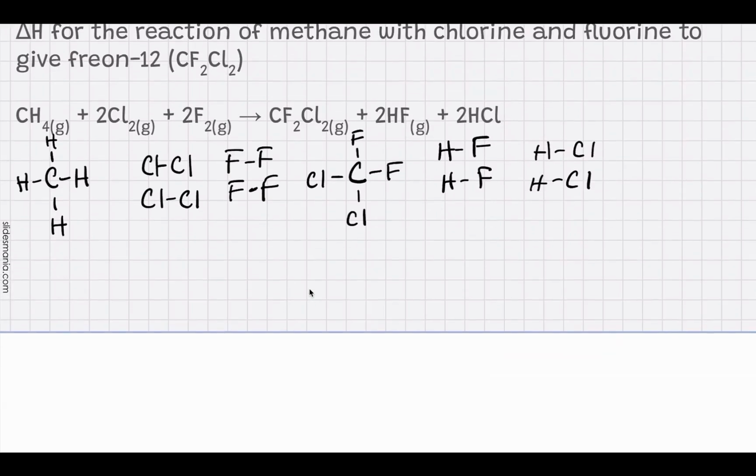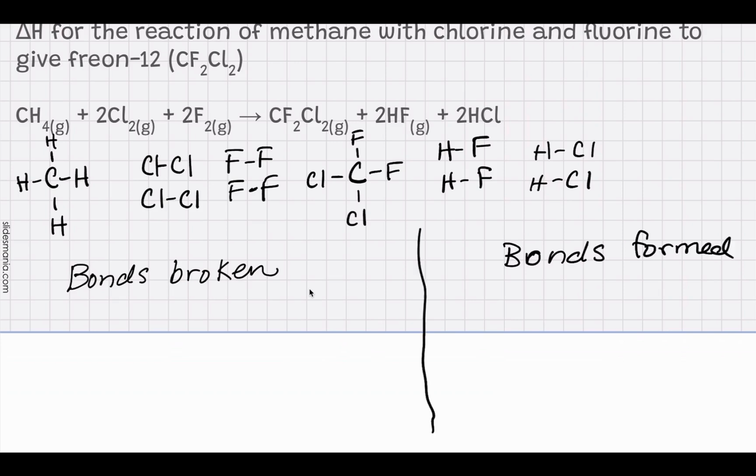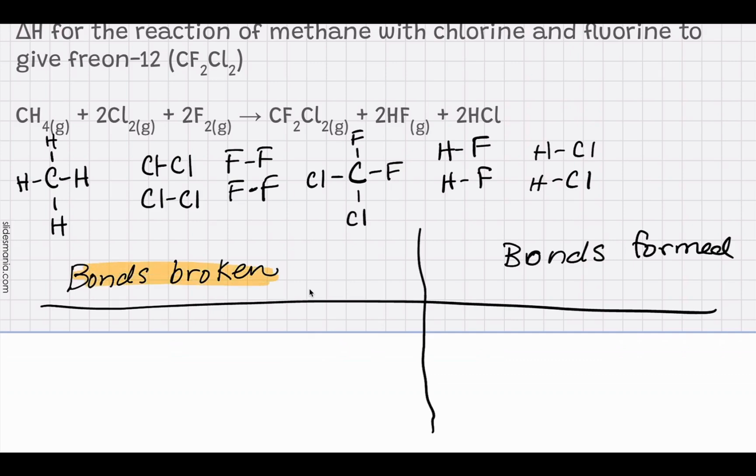So when I do these, I make a T-chart, and I write down all of the bonds that have to be broken, and then all of the bonds that are formed. So the bonds that are broken are always going to be your reactants. Those have to be broken, and then they have to reform new bonds. Then the bonds that are formed are always going to be the products.